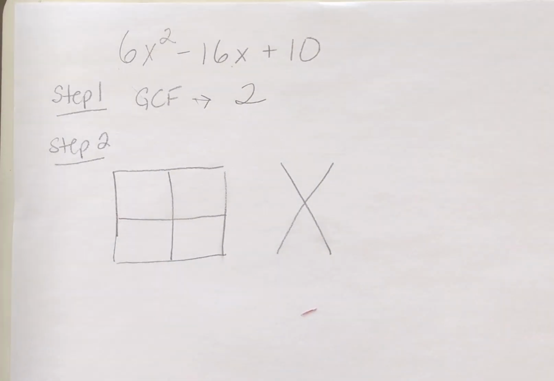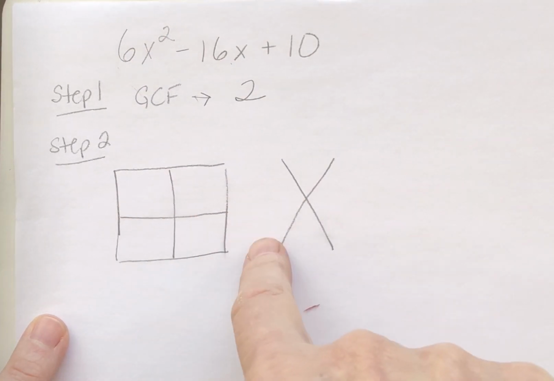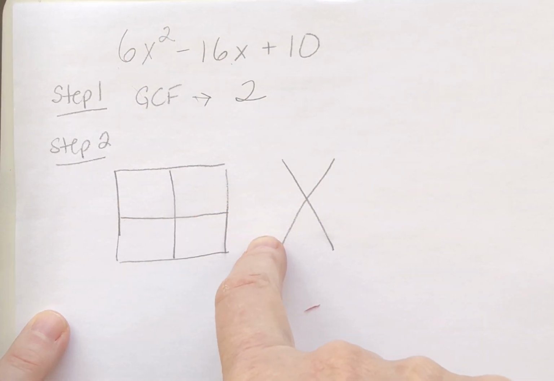Not all expressions will have a greatest common factor. So it's not necessary that you have a greatest common factor. If there is none, then you wouldn't factor anything out, but if you have a quadratic, you just go on to step 2 and use the diamond and the rectangle.